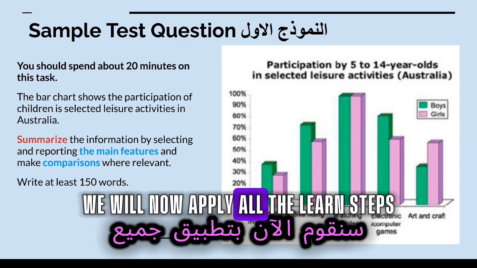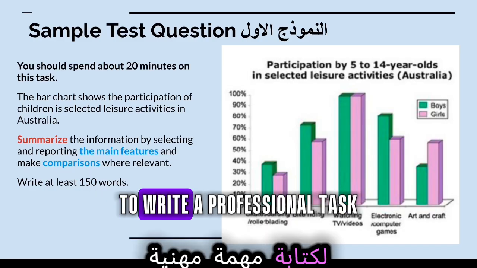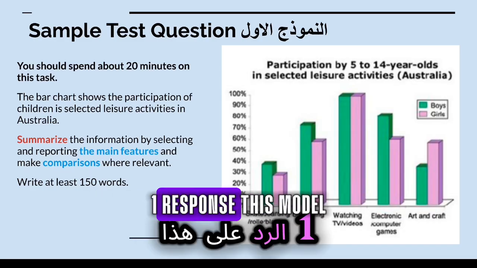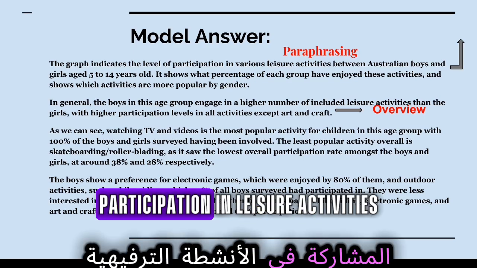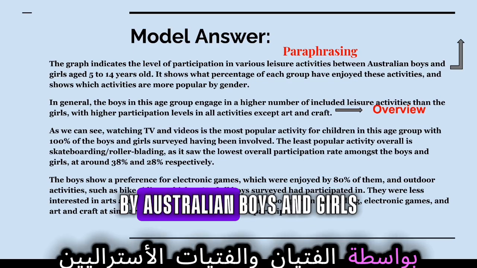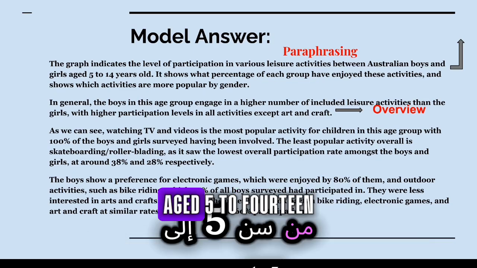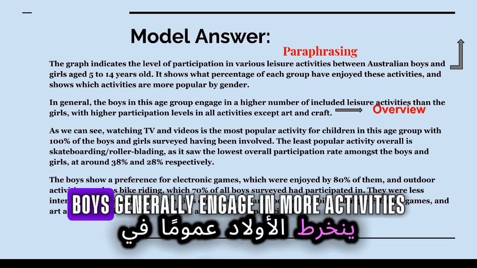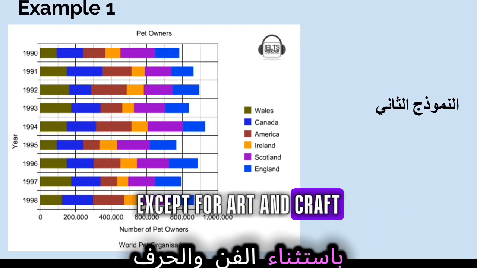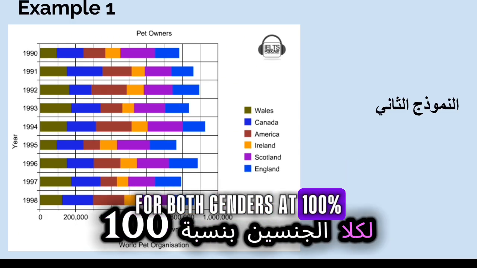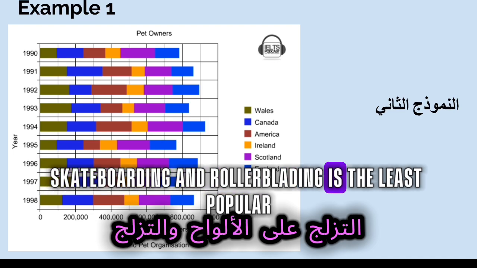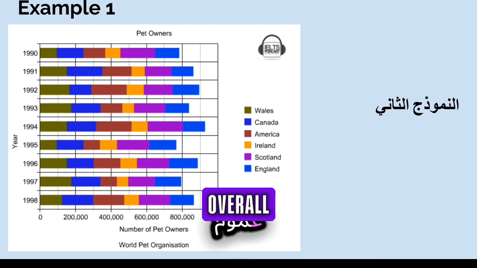We will now apply all the learned steps to write a professional Task 1 response. This model answer analyzes participation in leisure activities by Australian boys and girls aged 5 to 14. Boys generally engage in more activities, except for art and craft. Watching TV and videos is the most popular activity for both genders at 100%. Skateboarding and rollerblading is the least popular overall.